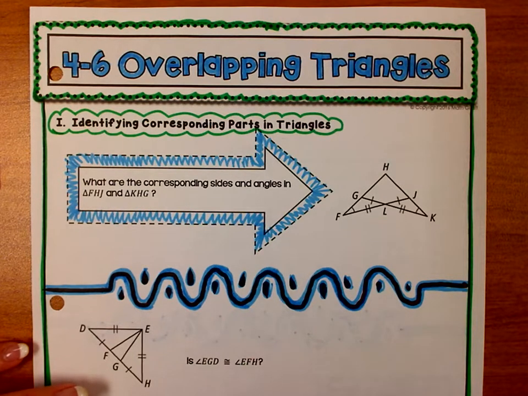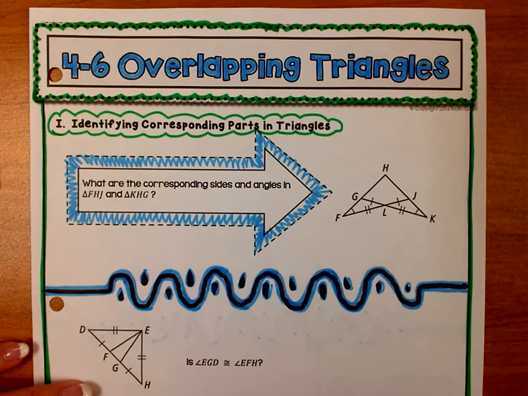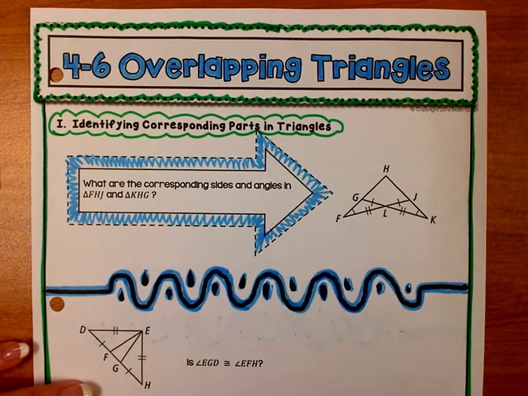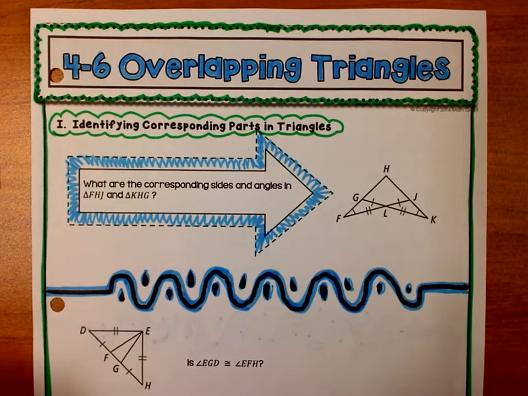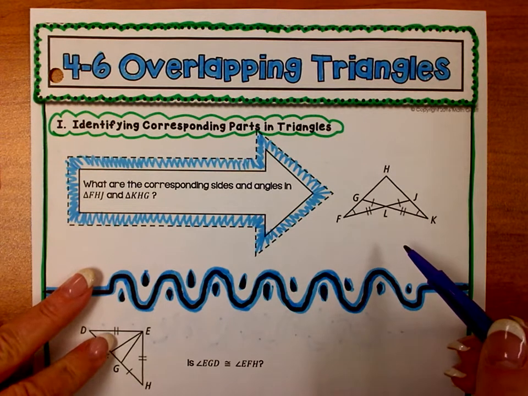This lesson discusses overlapping triangles. Overlapping triangles can make your head spin around when you are trying to determine what corresponding parts are congruent. Unless you are a spatial visualization wizard, your first step should be to redraw them. Let's take a look at triangle FHJ and triangle KHG.